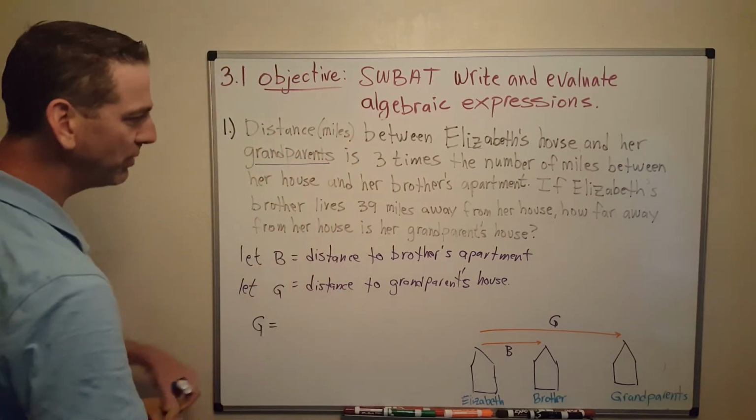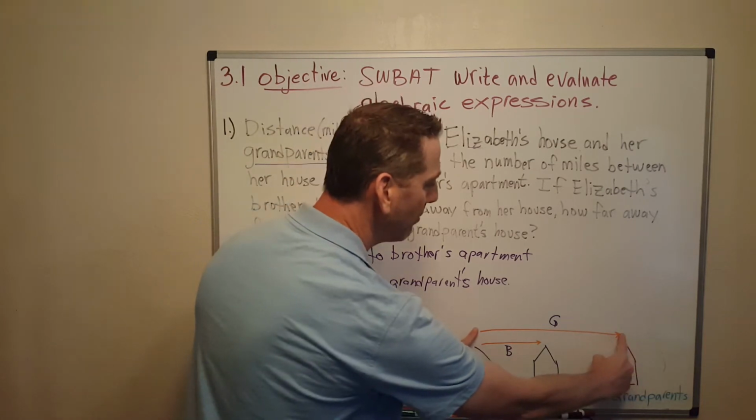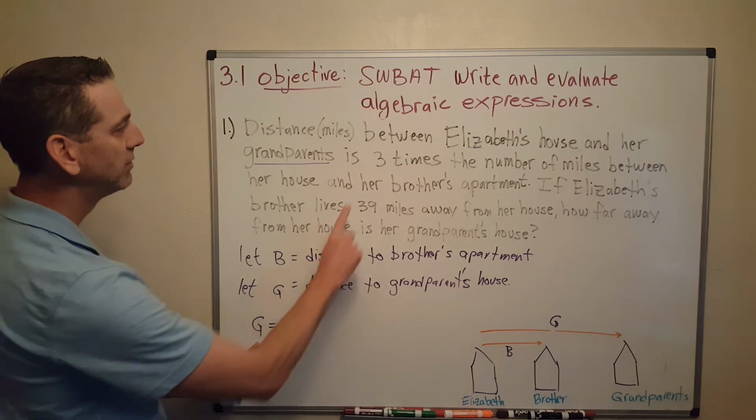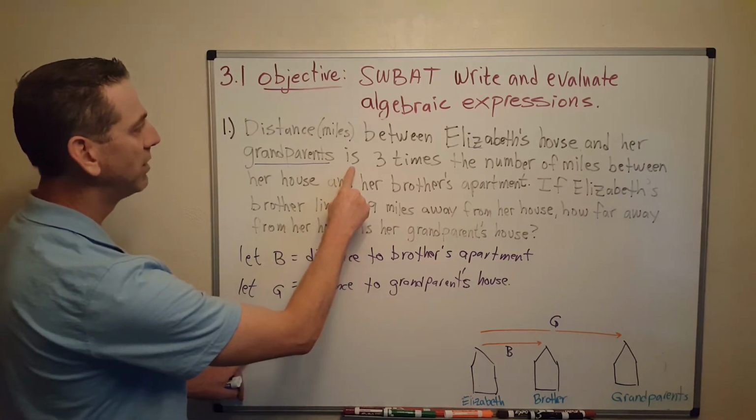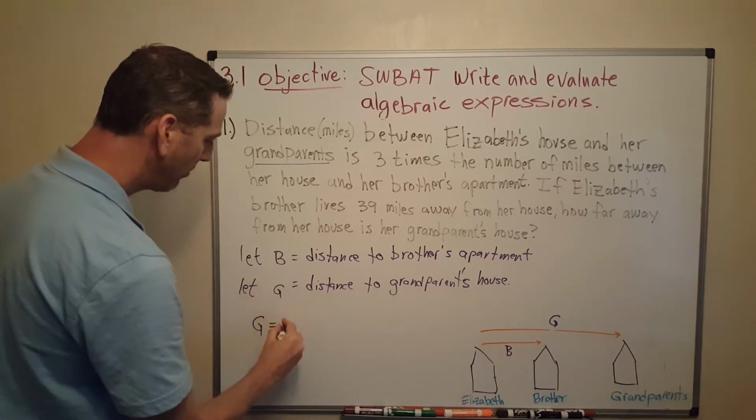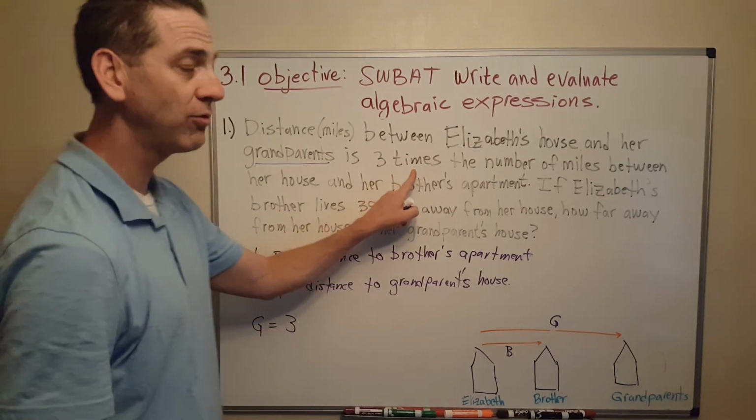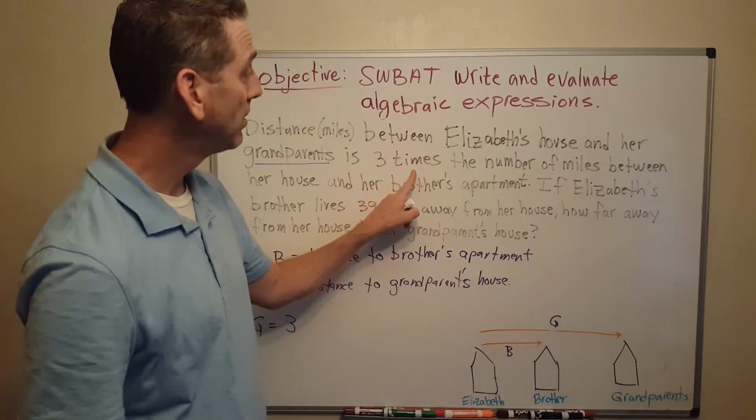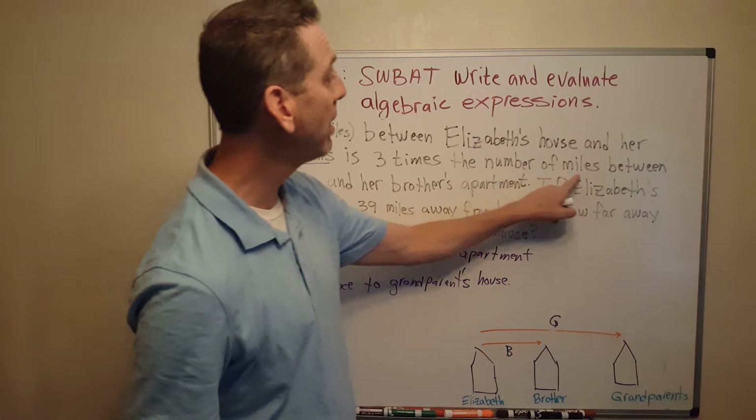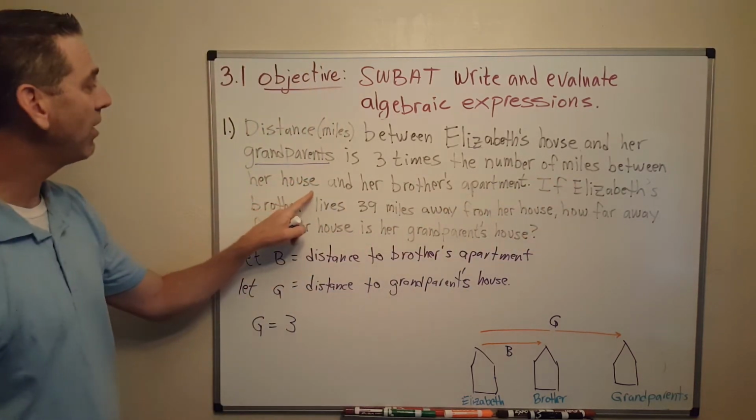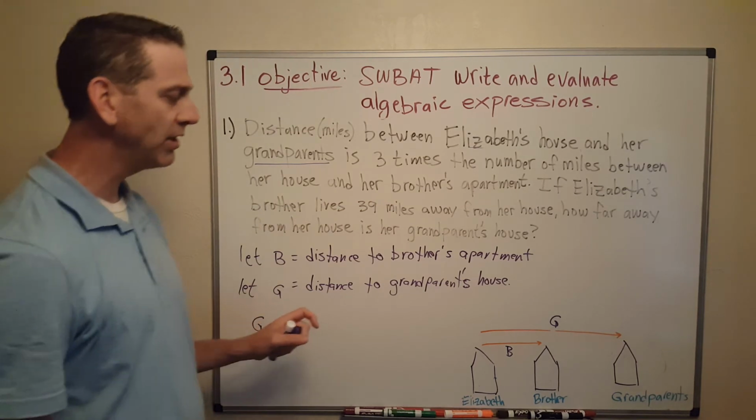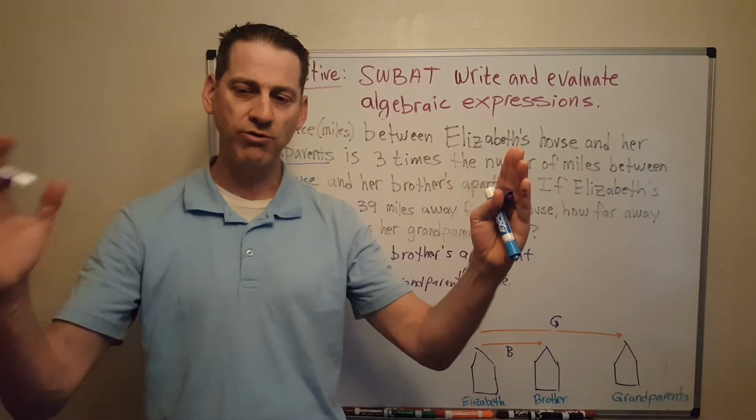So the distance between Elizabeth's house and grandma's house, that's G, is what? 3 times. Oh, okay. So I'm going to put a 3 there. 3 times, well, that means multiplication. 3 times what? 3 times the number of miles between her house and her brother's apartment. Well, what variable represents the distance between her house and her brother's apartment?